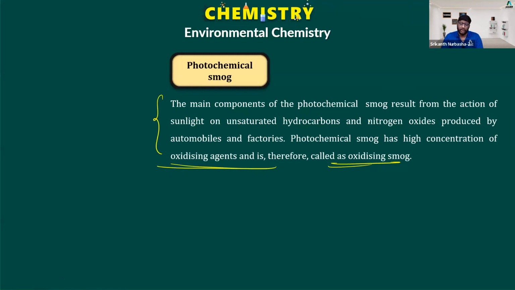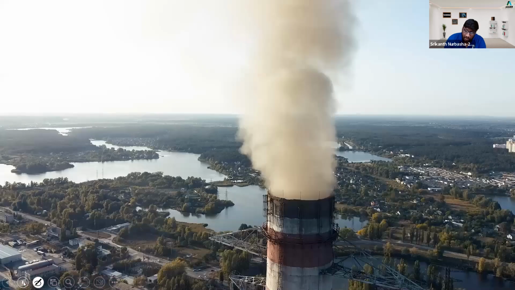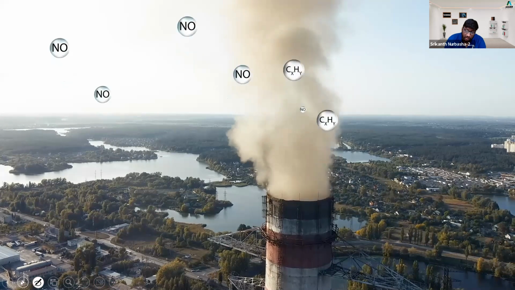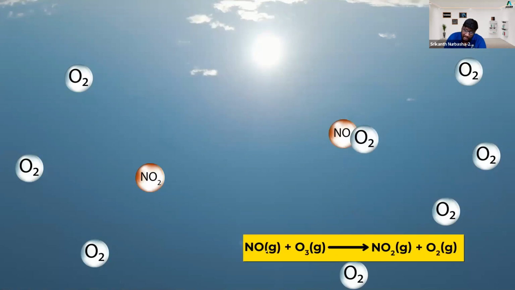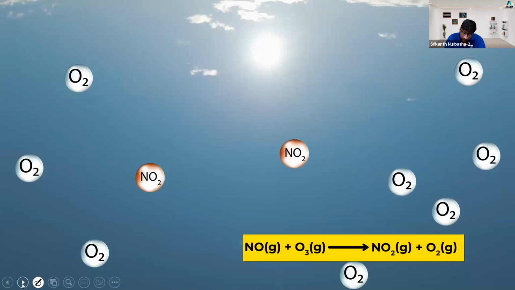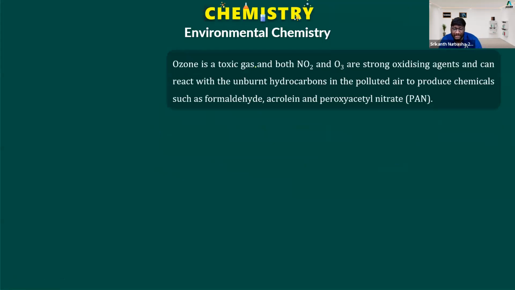The main components of photochemical smog result from the action of sunlight on unsaturated hydrocarbons and nitrogen oxides produced from automobiles. This you have to remember. So unsaturated hydrocarbon CxHy and NO. O2 plus O reacts to form O3. That O3 will easily catalyze the NO to NO2 conversion. Ozone is a toxic gas, and both NO2 and O3 are strong oxidizing agents and can react with unburnt hydrocarbons in polluted air to get chemicals such as formaldehyde, acrolein, and peroxyacetyl nitrate, PAN.